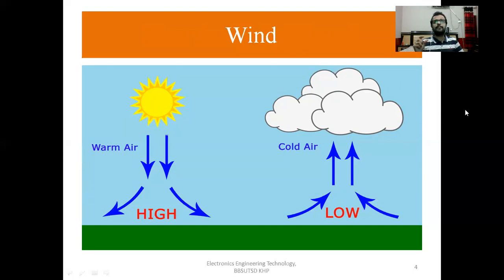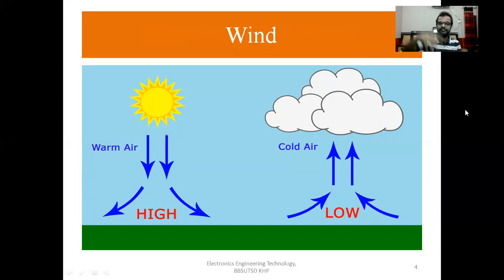Wind speeds are described on a scale called the Beaufort scale, which divides wind speed into 12 different categories from less than 1 mile per hour to more than 73 mph. So that is how we can describe wind.